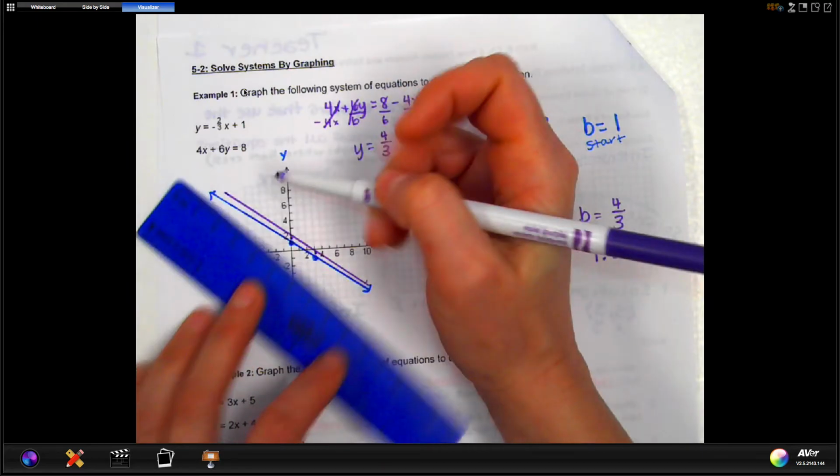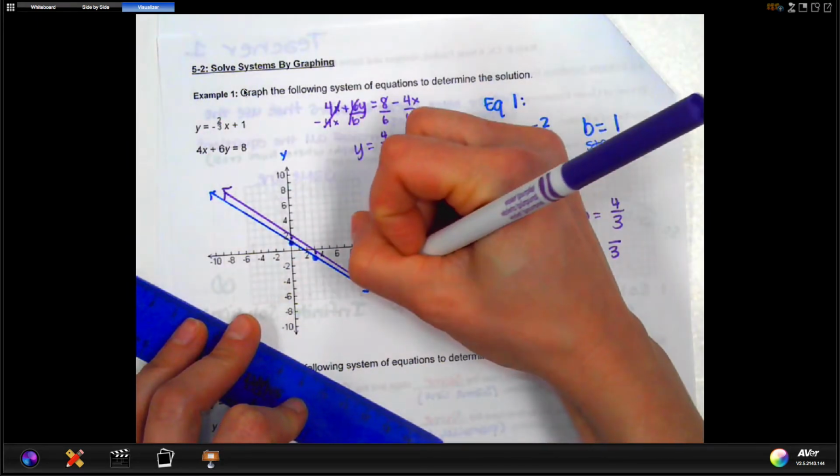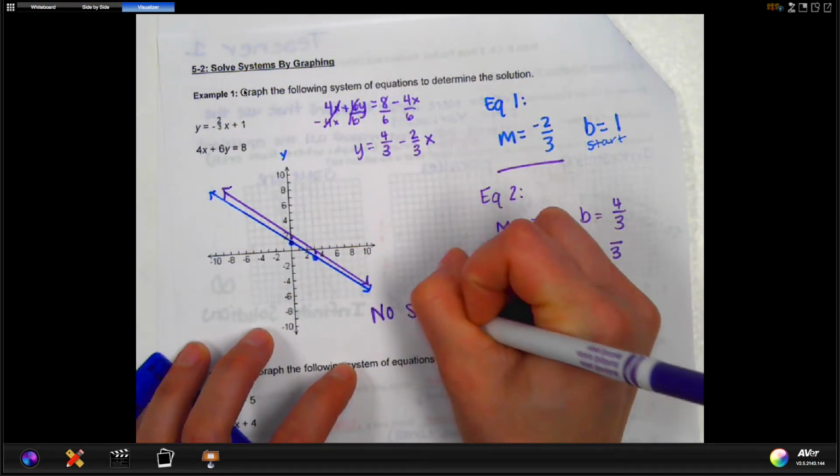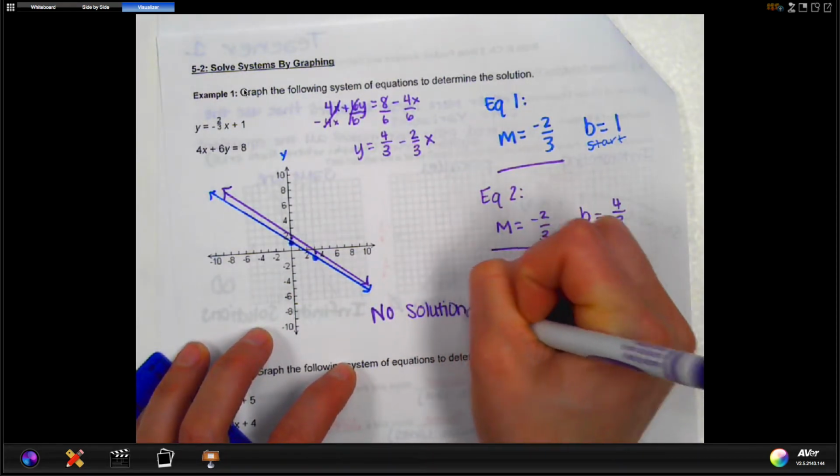So what's the solution to that? When we have parallel lines, our solution is no solution. There's no solution. They never ever cross.